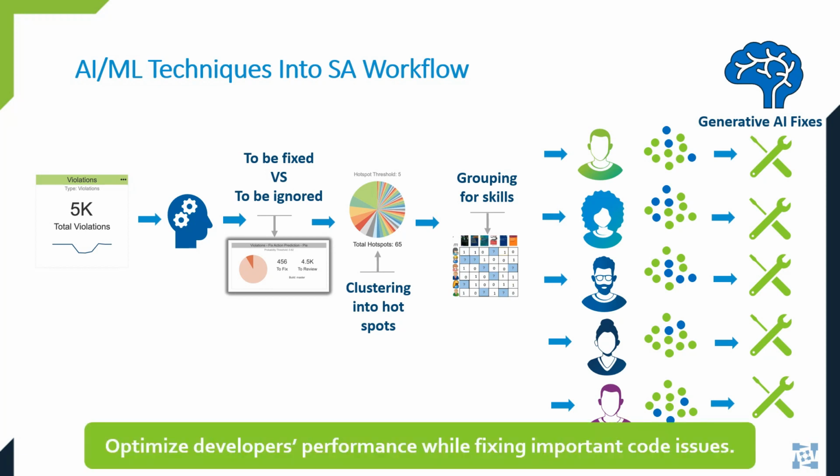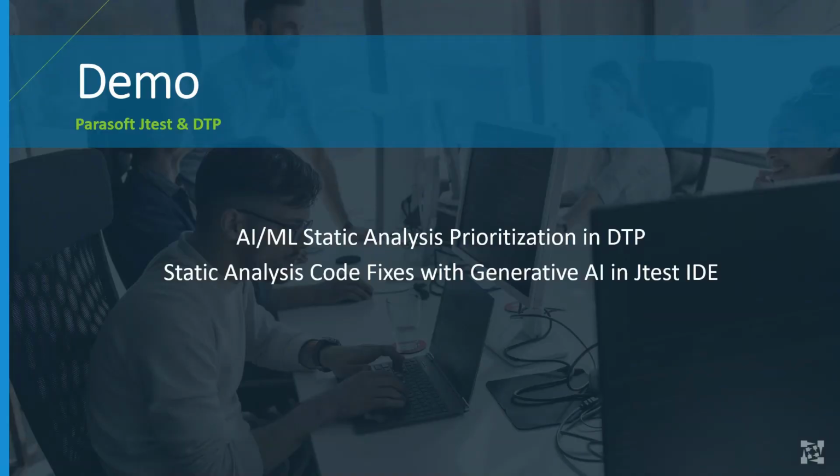So at this point in the presentation, I'm going to turn it on over to Nathan, and he's going to go through a quick demo of our AI and ML static analysis prioritization widgets in DTP and our static analysis code fixes with generative AI in the Jtest IDE.